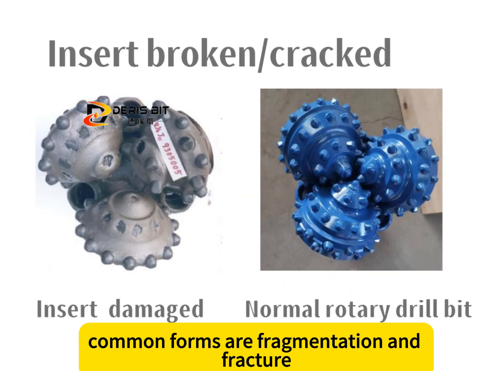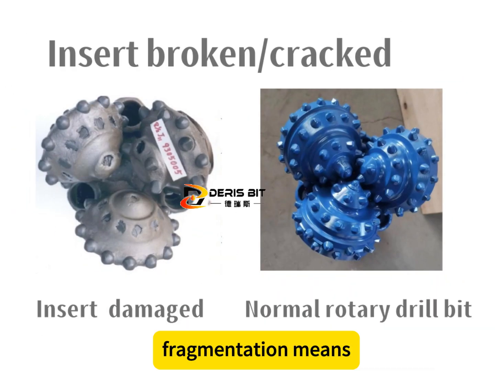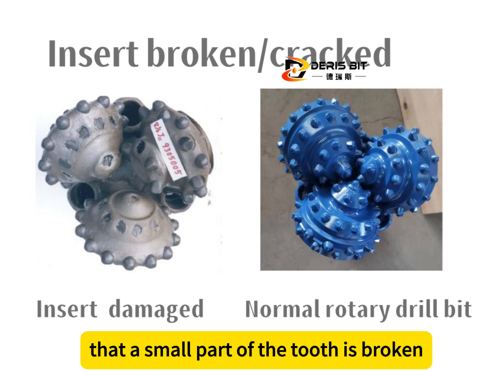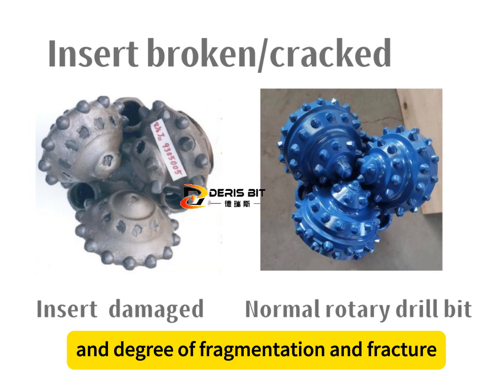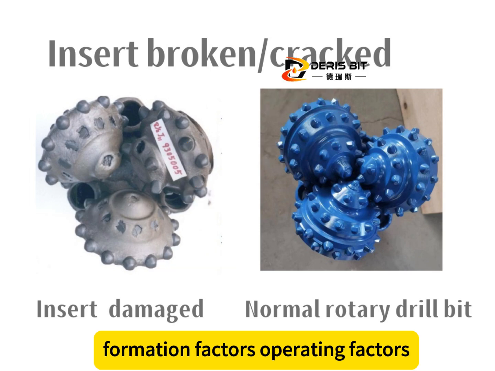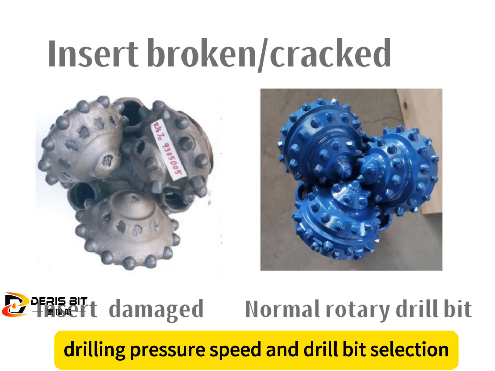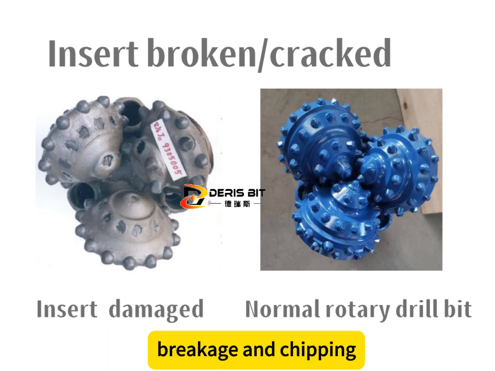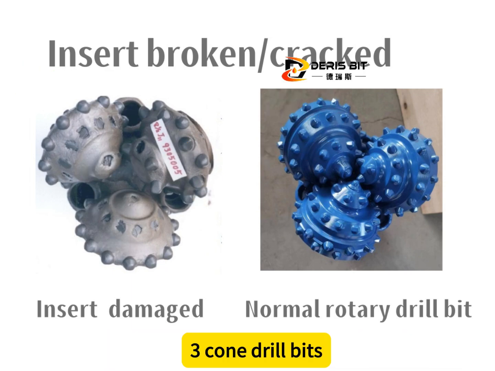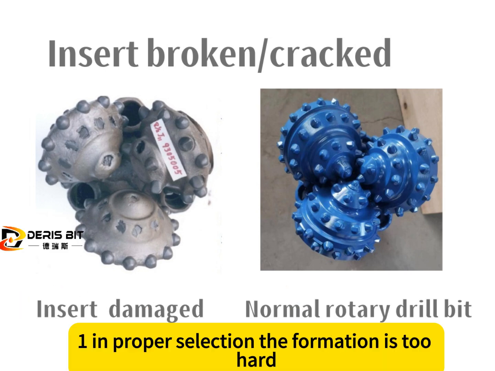4. Tooth breakage or fracture. Common forms of blunting of cutting structure are cracking and breaking. Common forms are fragmentation and fracture. Fragmentation means that a small part of the tooth is broken. There are 3 basic factors that affect the speed and degree of fragmentation and fracture: formation factors, operating factors, drilling pressure and speed, and drill bit selection.